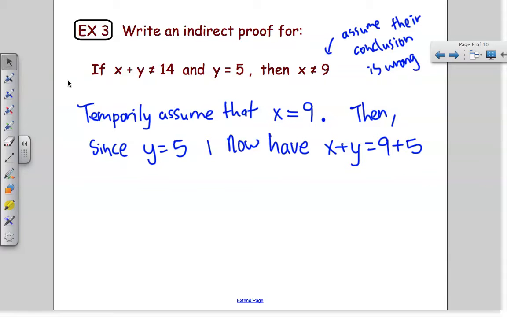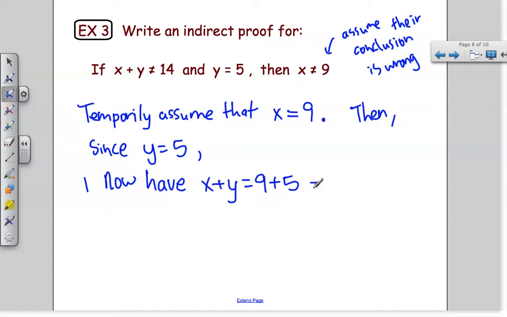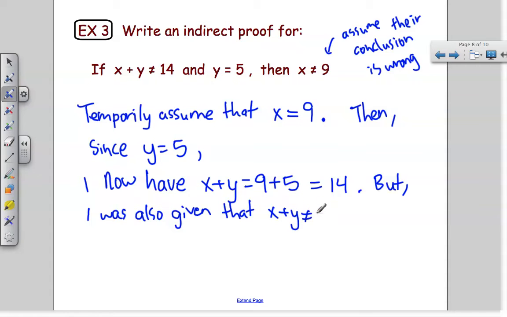Okay, then, since y equals 5, I now have x plus y equals 9 plus 5 equals 14, right? But that wasn't supposed to happen. X plus y was supposed to not equal 14. But I was also given that x plus y does not equal 14. So I have a contradiction, right? It's going against what it said at the beginning.